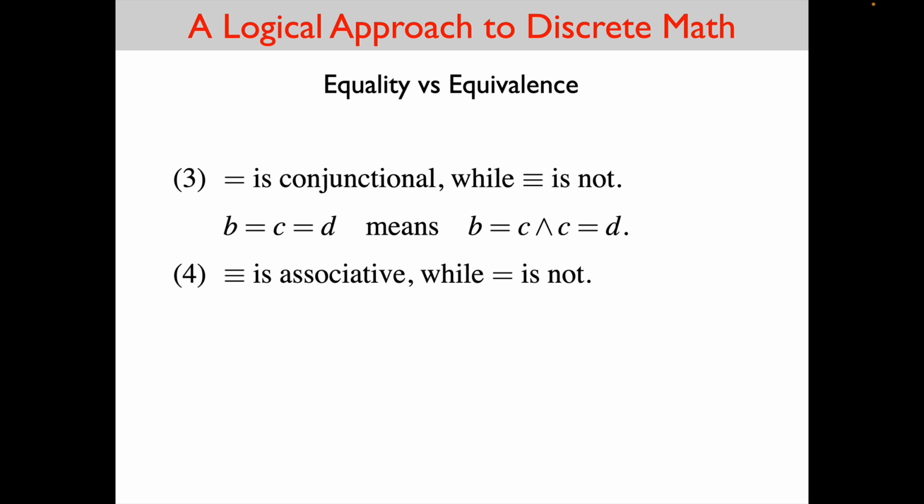And so, if equivalence is not conjunctional, what is it? Equivalence is associative, while equals is not. So what does associative mean?